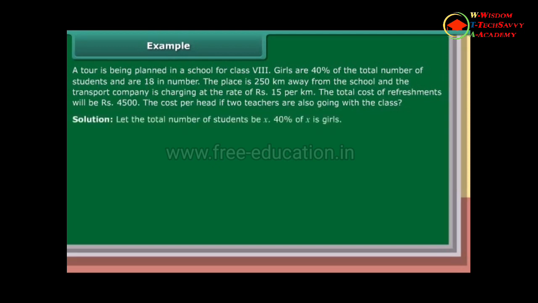Solution. Let the total number of students be X. 40% of X is girls. Therefore, 40 upon 100 into X is equal to 18. X is equal to 18 into 100 upon 40, which equals 45. Number of students is equal to 45. Number of boys is equal to 45 minus 18, 27.